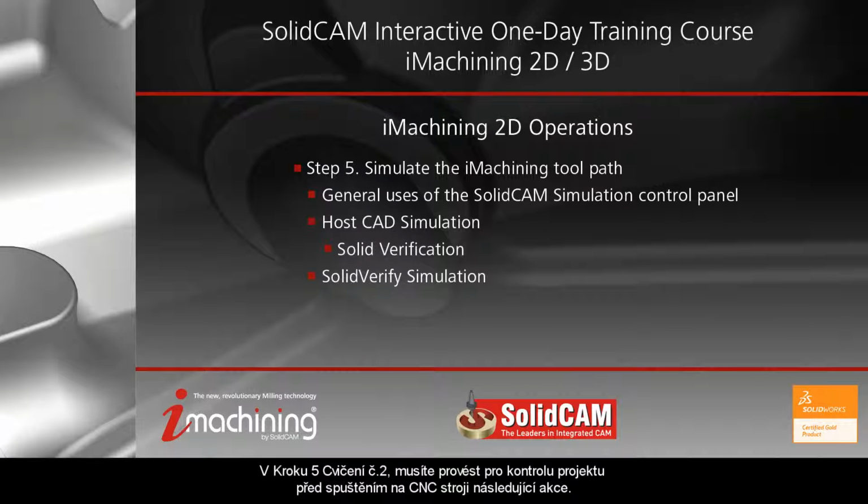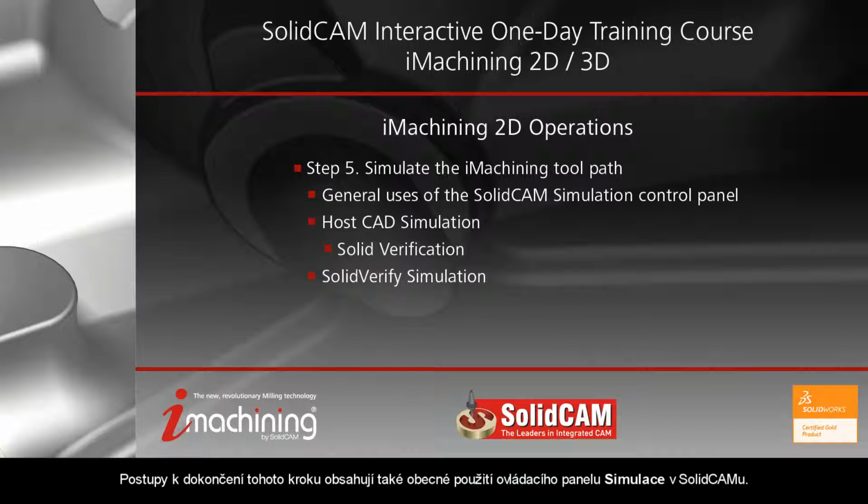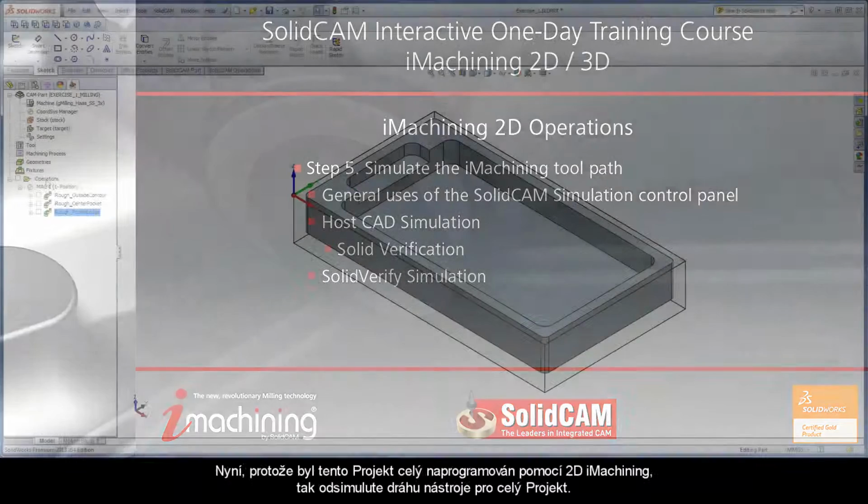In Step 5 of exercise number 2, the following actions have to be implemented to solid verify a CAM project before it runs on the CNC machine. The procedures for completing this step also include general uses of the SolidCAM simulation control panel.